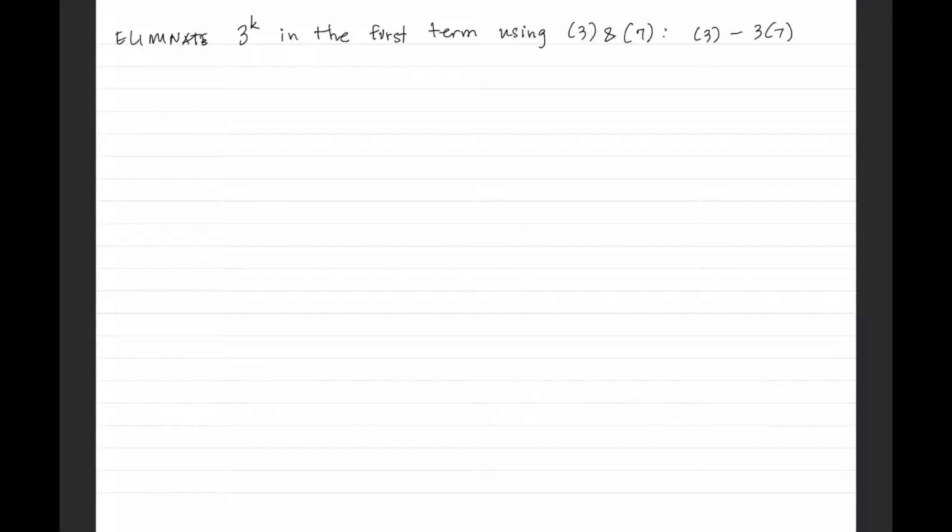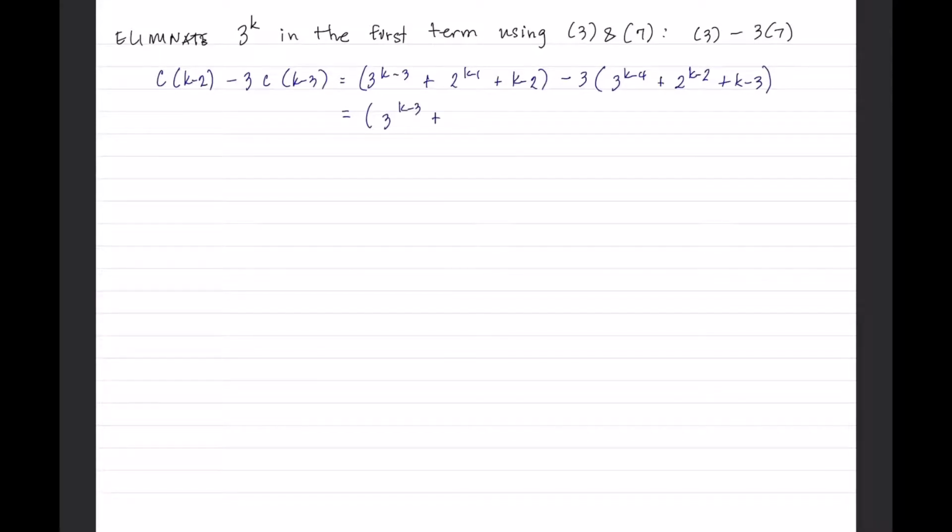So let's proceed. That would give us c of k minus 2 minus 3c of k minus 3 is equal to 3 raised to k minus 3 plus 2 raised to k minus 1 plus k minus 2 minus the quantity 3 times the quantity 3 raised to k minus 4 plus 2 raised to k minus 2 plus k minus 3. Then we move on to the next step. So what we'll do is we compute for the second half of the right hand side first.